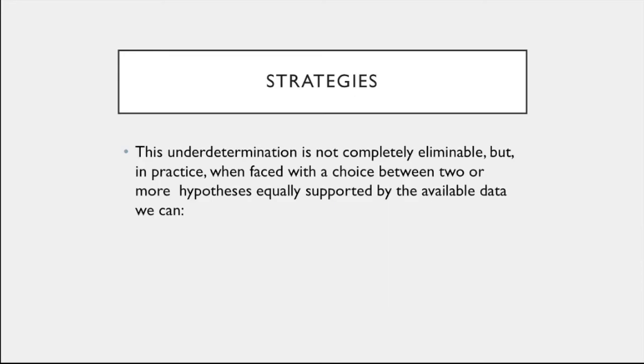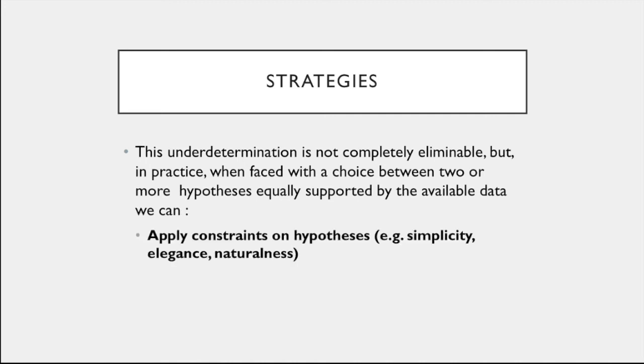Well, the child would be in the same situation as any scientist. So, although it is acknowledged that as a matter of logic, the underdetermination is not completely eliminable, nonetheless, when faced with a choice between two or more hypotheses that fit the data equally well, there are at least two kinds of strategies that we can follow. For instance, we can apply constraints of hypotheses, such as simplicity, elegance, and naturalness. In this way, we could choose the simplest hypothesis or disregard those that we deem unnecessarily complex. Or we could prefer those that seem to us more natural or more likely, given other things that we assume about our subject matter.